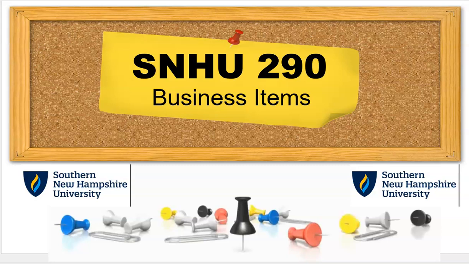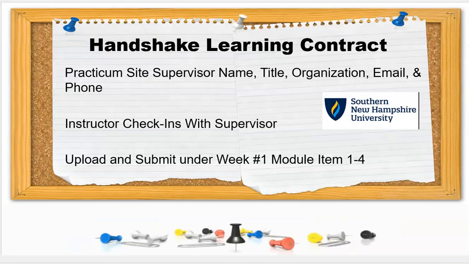I wanted to briefly touch on some business items for SNHU 290 that sometimes get overlooked by students but are very important. So the first one we're going to look at here is submitting your handshake learning contracts. I have to communicate every 2 to 3 weeks with your supervisor doing check-ins, and it's important, of course, that I have your supervisor's information.